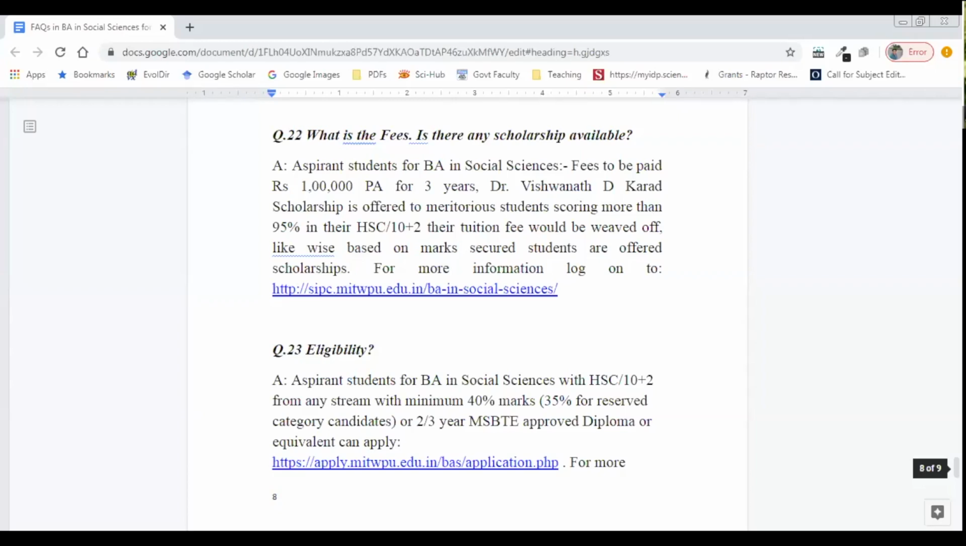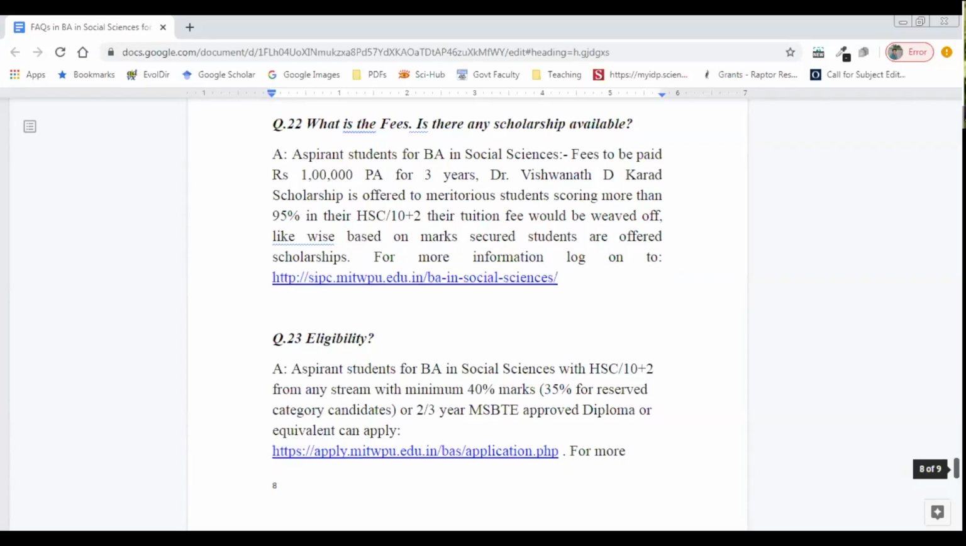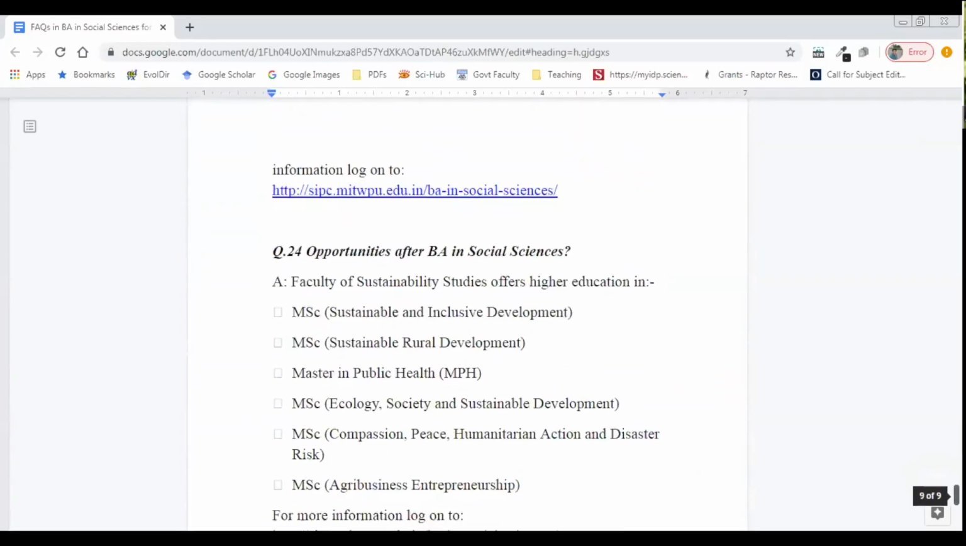We also have a separate cell which looks after specifically internship opportunities in the corporate areas, internship opportunities with the international NGOs, and that surely will help you with getting placements out of this program.